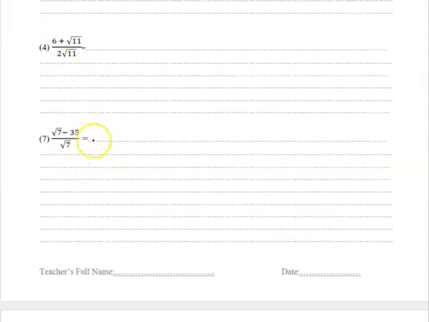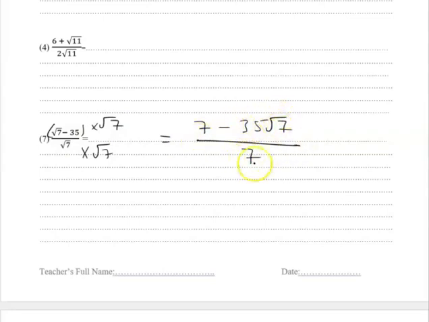Question 7. Here we're going to multiply the denominator by root 7, and we multiply everything at the top by root 7 as well. So root 7 times root 7 is going to give us 7, and minus 35 times root 7 is minus 35 root 7 over 7. Now here everything can be divided by 7. As we have a minus sign, we have to divide everything individually by 7. Now 7 divided by 7 up here is 1. Then minus 35 divided by 7 is minus 5 root 7.